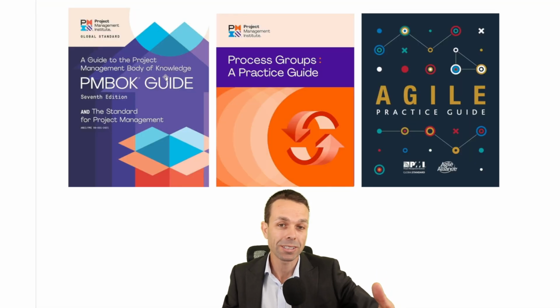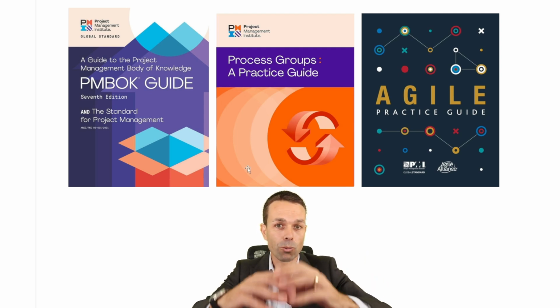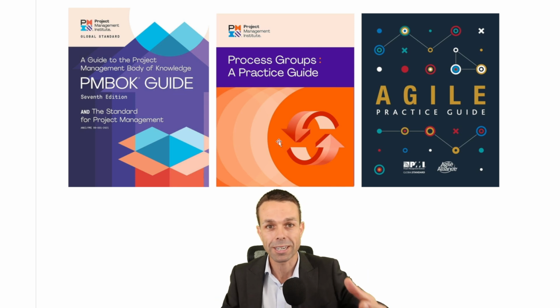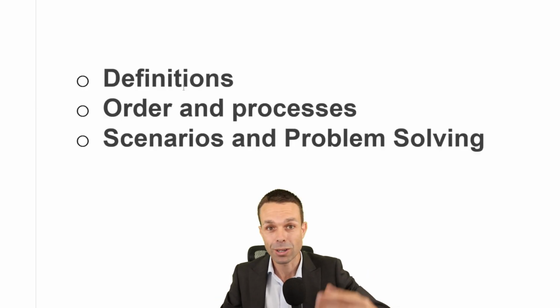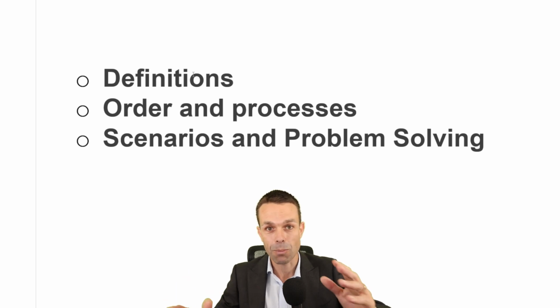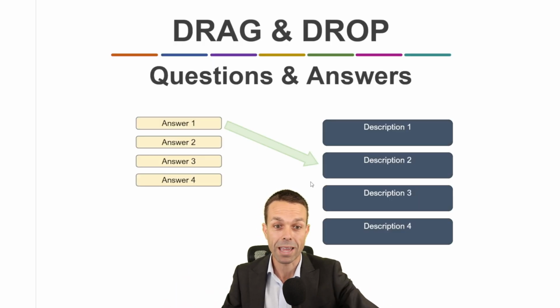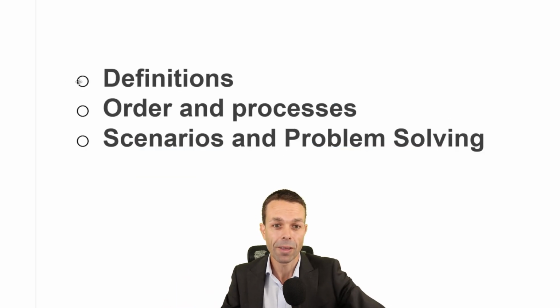We'll be taking these questions from the PMBOK Guide 7th edition, Process Groups Practice Guide and the Agile Practice Guide to get a really well-rounded view of projects and things to do, the different scenarios that we might face. We'll be looking at definitions, matching up the definitions when we're doing our drag and drop questions, the order and process of things, and scenarios and problem solving and how to solve these problems.